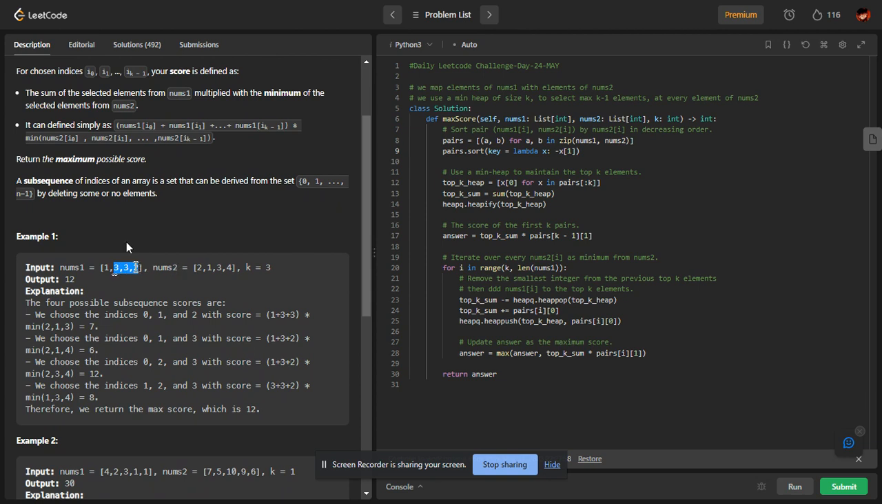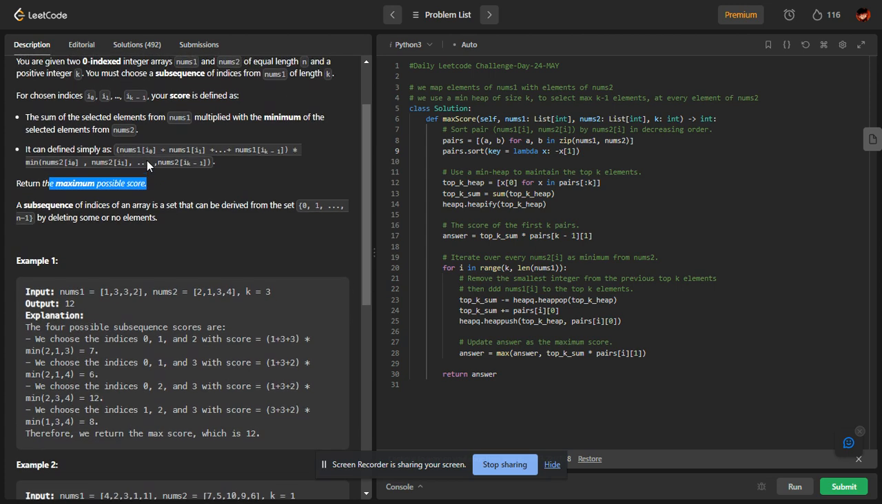Then come to the corresponding elements in the nums2 array. It becomes 1, 3 and 4. What we are doing is taking the sum of these three, then taking the minimum among these three, and multiplying the two. You will get some answer. We have to find the maximum possible of such answers. That is the basic idea.